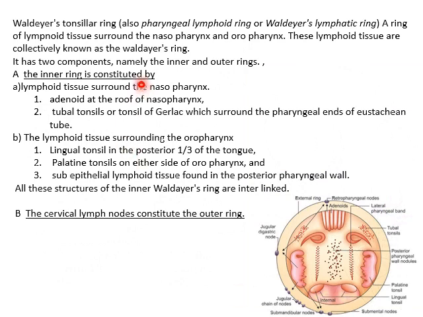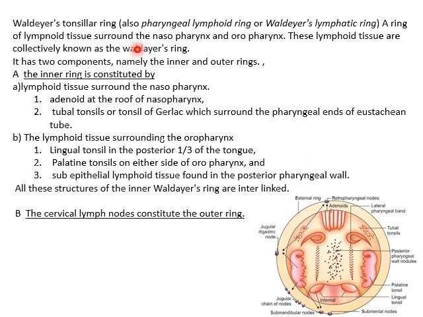What is Waldeyer's tonsillar ring? As the name implies, you must know what a tonsil is. Waldeyer's tonsillar ring is the pharyngeal lymphoid ring. The more technical name is pharyngeal lymphoid ring. So now you can understand it must be around the pharynx.